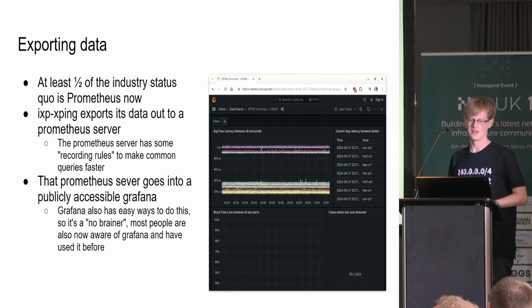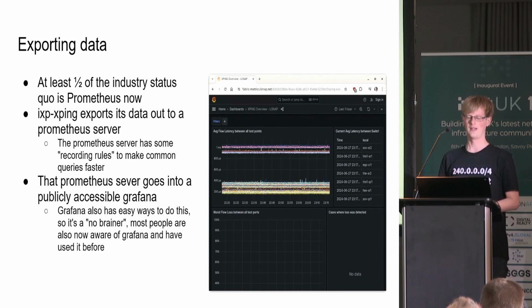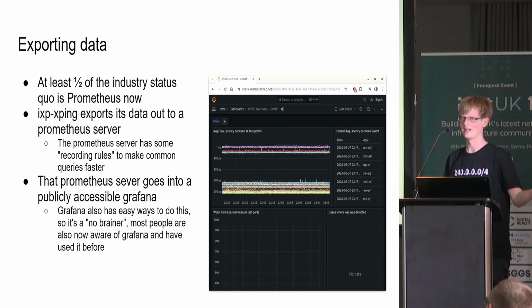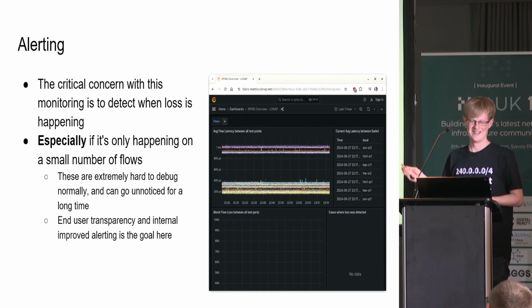So about half of the industry status quo now is Prometheus, as far as I can tell, or the modern stack at least is Prometheus. So Xping or Crossping exports its data out as a Prometheus server. The Prometheus server has some boring recording rules to make the website queries a little bit faster, and then that stuff goes into Grafana, which is basically now the industry de facto standard as well. That has public viewing enabled. It's pretty boring, nothing particularly to write home about.